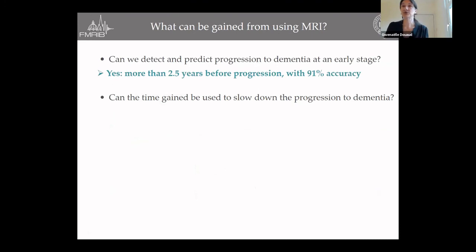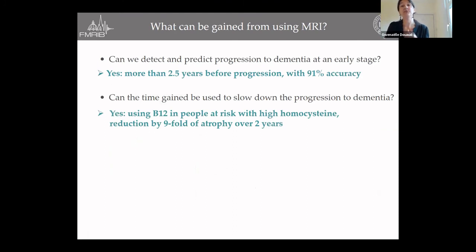So, second question, what can be gained from using MRI? Well, here, the time gain can be by being able to predict maybe early on, or detect very early on, which ones are going to progress to Alzheimer's disease. This can be used to slow down the progression to dementia using, in that case, B12 in people at risk for dementia. Why? Because they have high levels of homocysteine. So that's one of the pathways Sana showed you. You've got many different pathways to get to Alzheimer's disease. One is high levels of homocysteine. And for these, if you use vitamin B12 in the people at risk, you've got a ninefold reduction of the atrophy over 2 years.